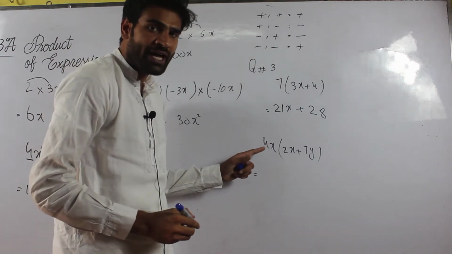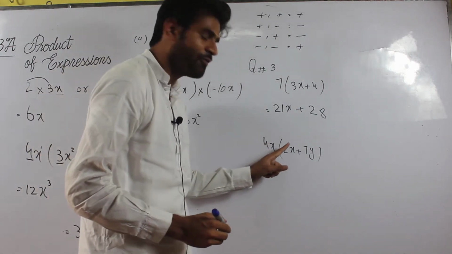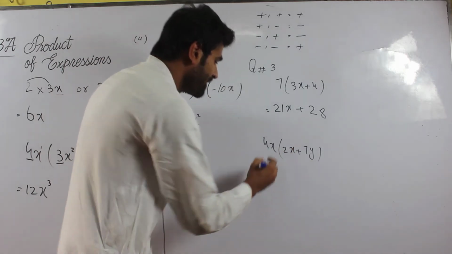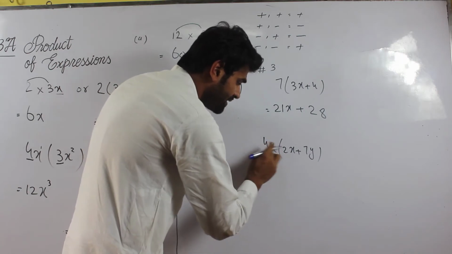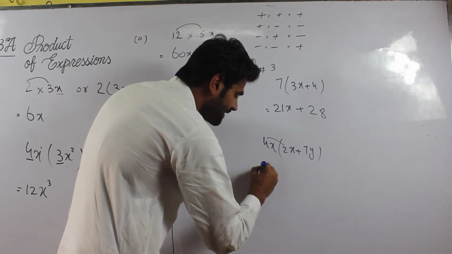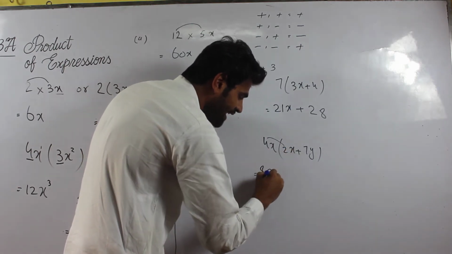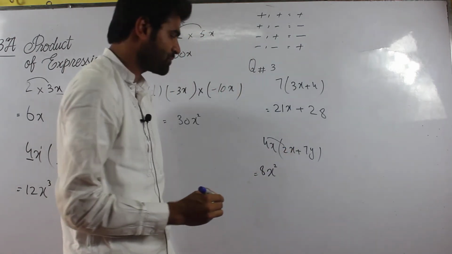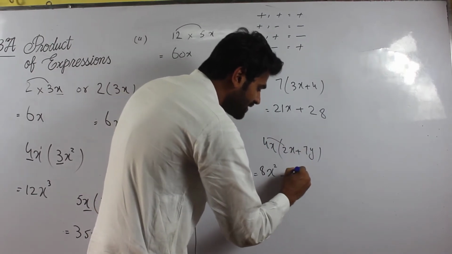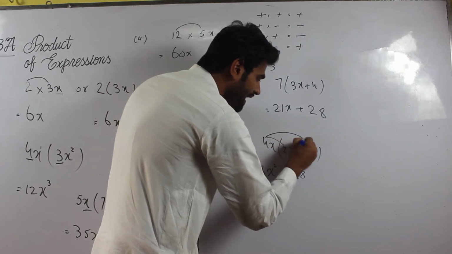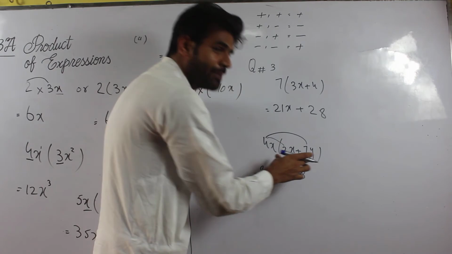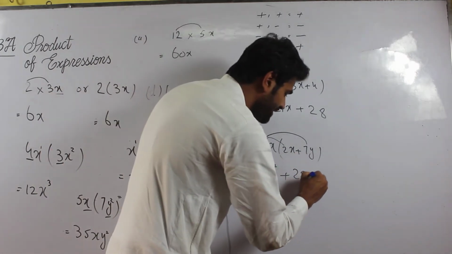4x we multiply term by term. 4x first we multiply with 2x, then 4x multiplied with 7y. So first multiply their coefficients, 4 into 2, 4 2s are 8, x and x same variables, then the power will be added, x 1 plus 1, x squared. 4 multiplied by 7, 4 7s are 28, x and y are two different variables, then we write them as they are.